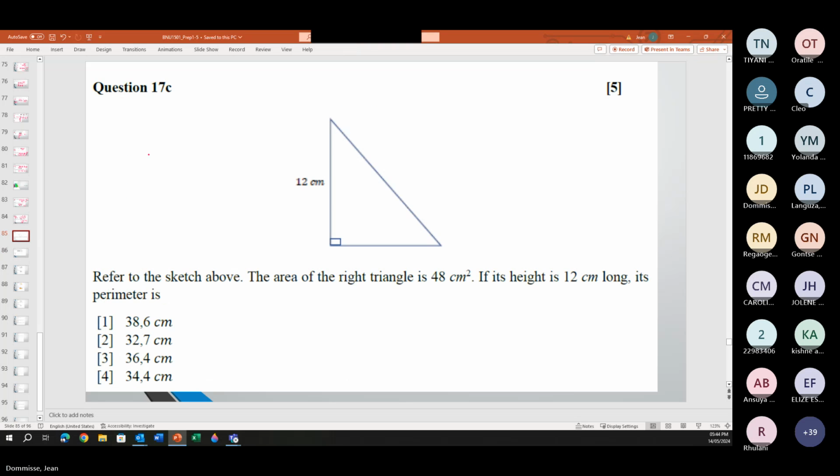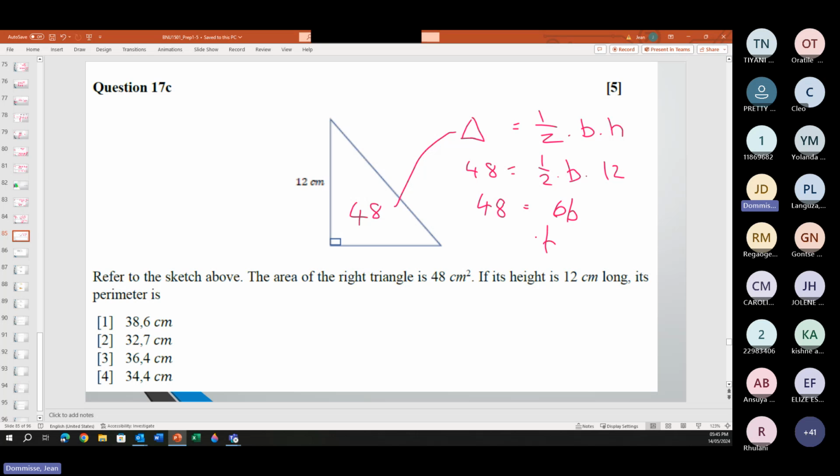Okay, so again, they give us the area is 48. So the area of a triangle, again, is a half times base times height. We know the area is 48, equal to a half times base times height, which is 12. So 48 is equal to 6 times b. In this instance, 48 divided by 6 will give us b of 8. So we know that this base is 8.